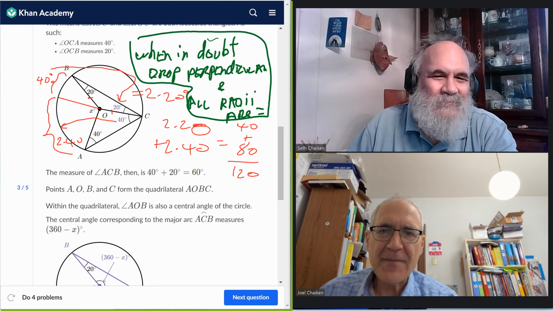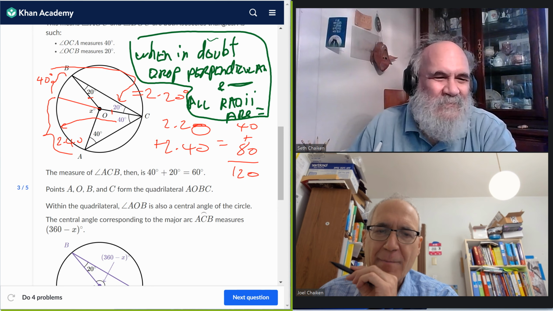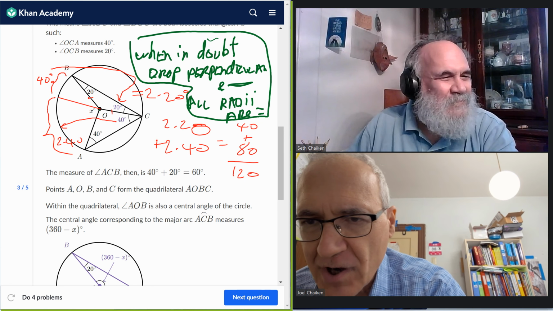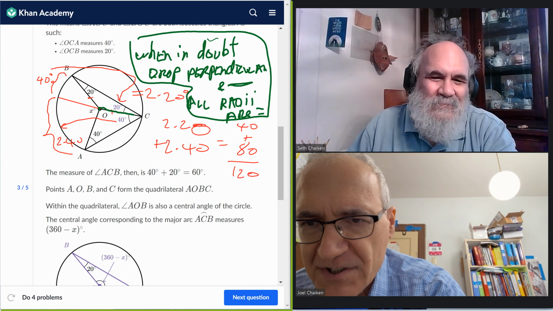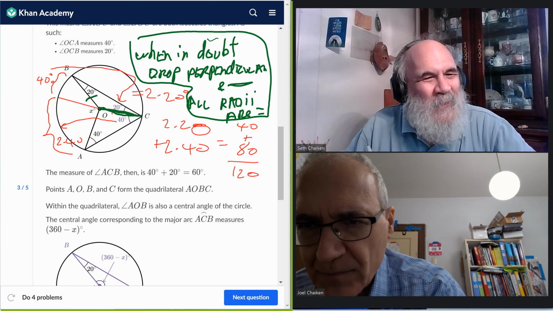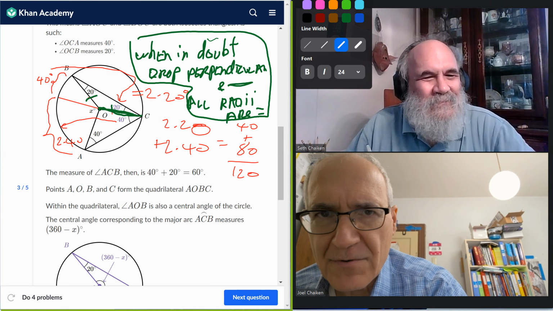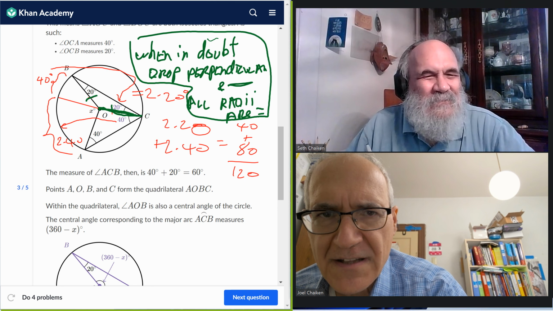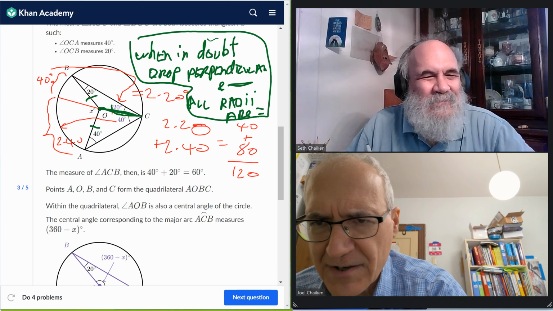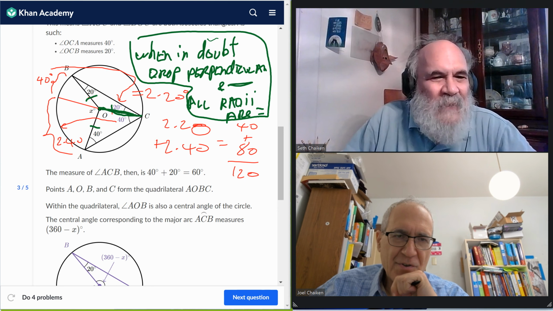Well, that doesn't really apply here. And all radii are equal. That may remind you that you can draw an auxiliary line, which is a radius, and all of a sudden all radii are equal, which means that these are equal, which means all the triangles are isosceles. So, this little quip: when in doubt, drop perpendiculars, and all radii are equal.